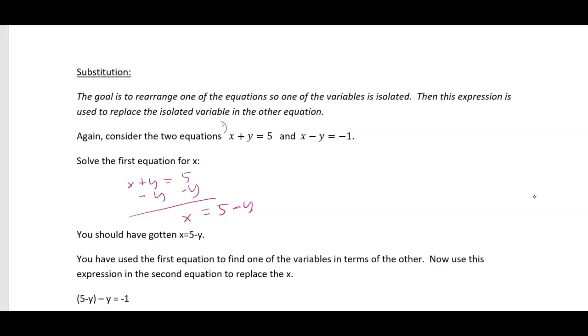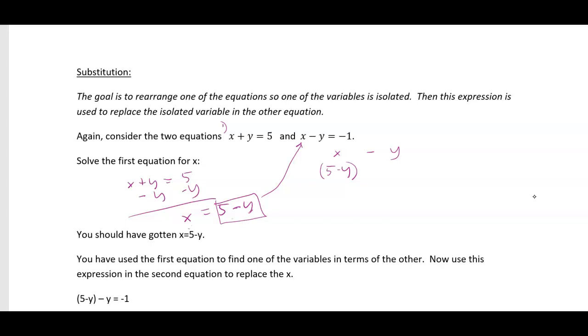So I'm told that x is the same as 5 minus y. So I can use that 5 minus y and replace this x with it. So now I get 5 minus y instead of this x. So I'm working with the second equation now. So you rearrange one of the equations to solve for one of the letters. I could have solved for the y. Students tend to solve for y, but I solve for x just to do it a little differently. It doesn't matter which one.